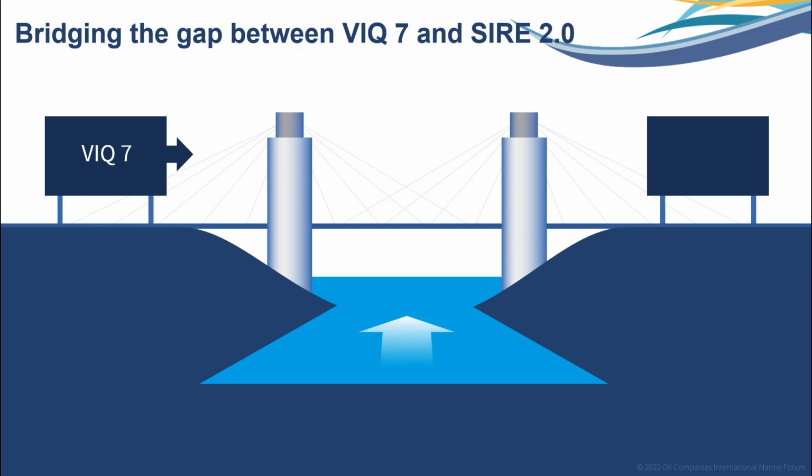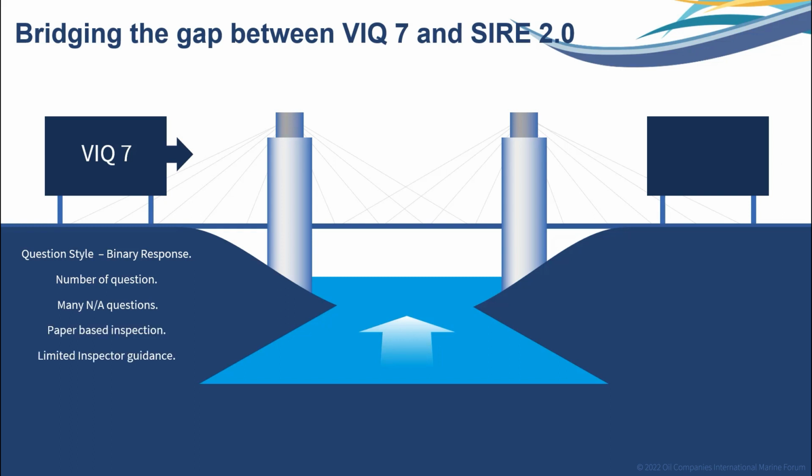a VIQ7 questionnaire. The question style requires a binary response. The questionnaire contains a large number of questions, too many questions being answered as not applicable. This is a paper-based inspection. The questionnaire provides limited guidance to the inspector. The question sets are fixed for every inspection.